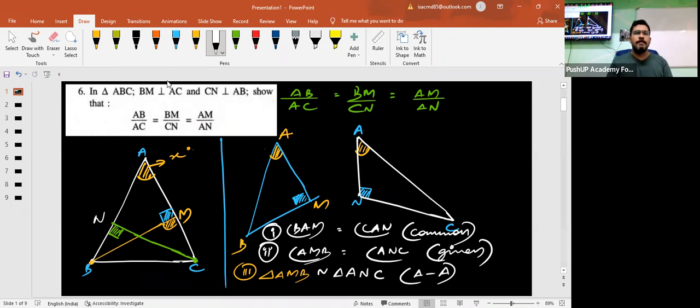ACM. That is also right. Just that whichever order you write, the corresponding vertices should be in their correct position. Okay.